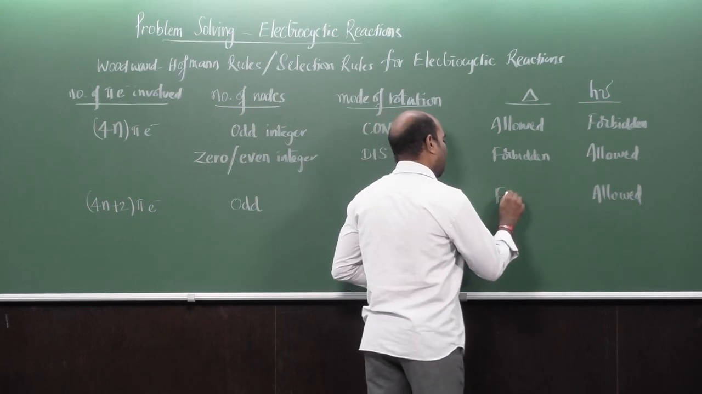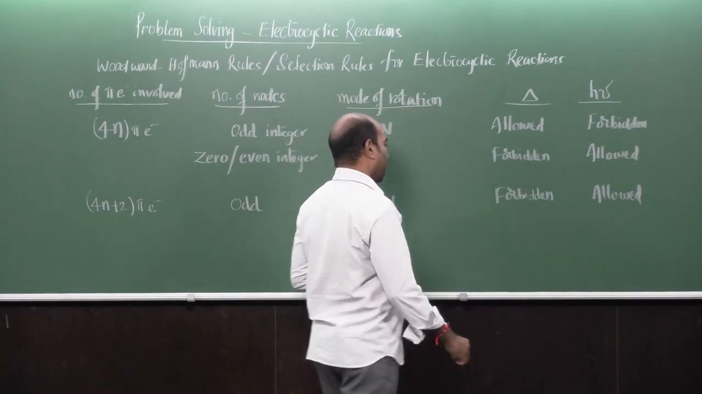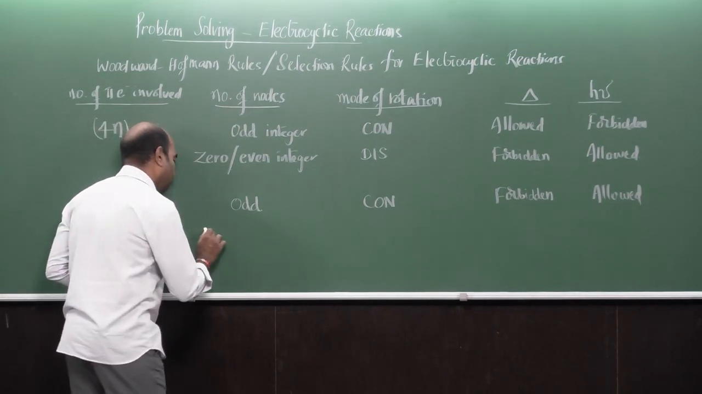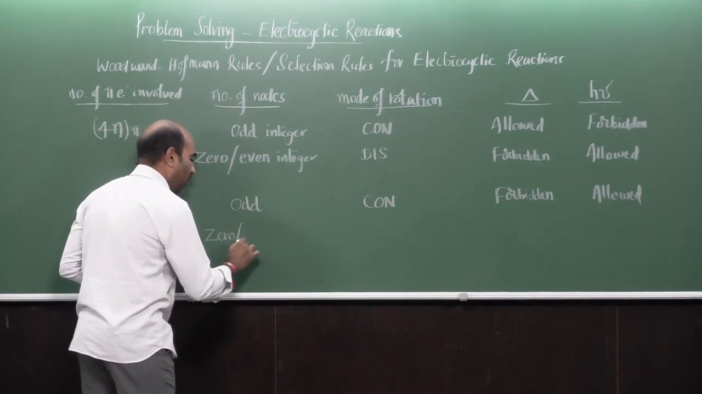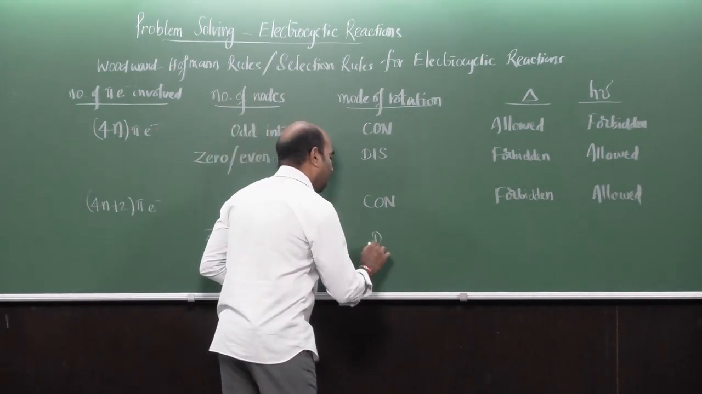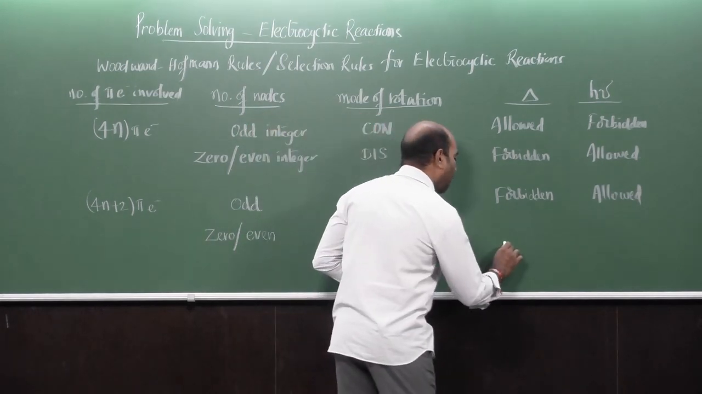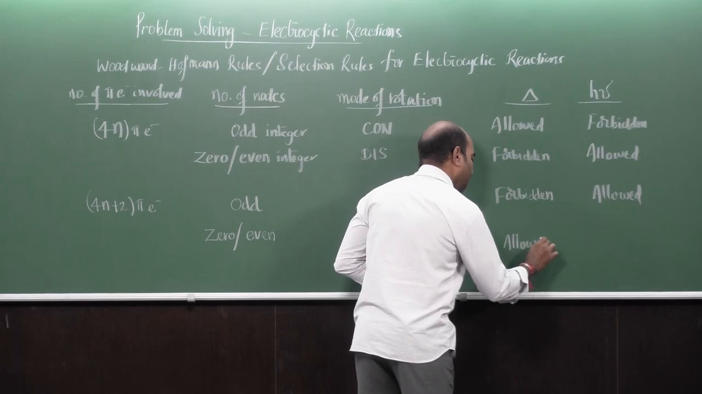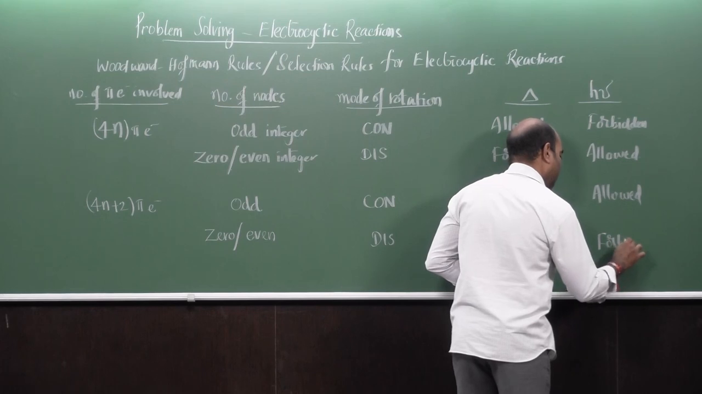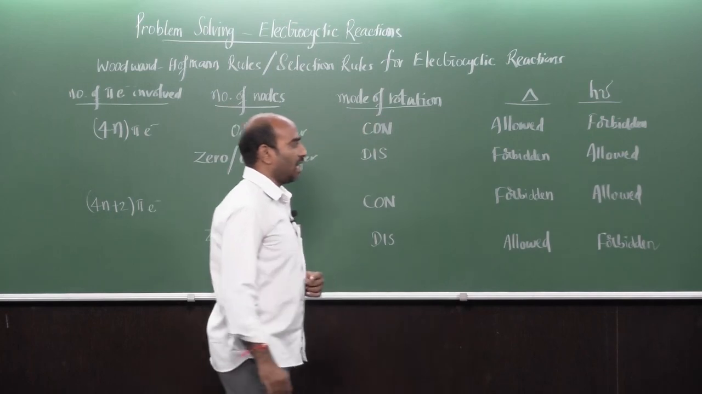And forbidden in the thermal condition. For the same 4n plus 2 pi electron system, if the number of nodes is either 0 or an even number, then the mode of rotation you need to perform is dis mode, which is allowed in the thermal condition and forbidden in the photochemical condition.